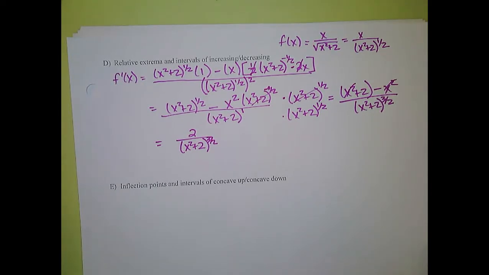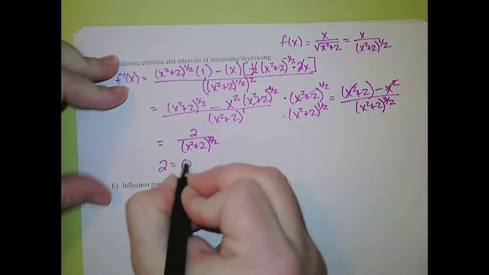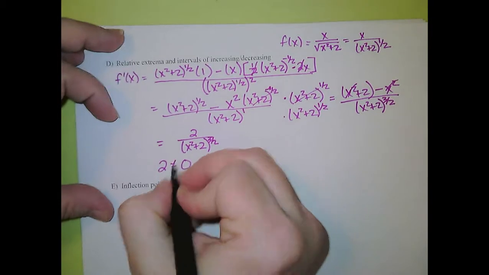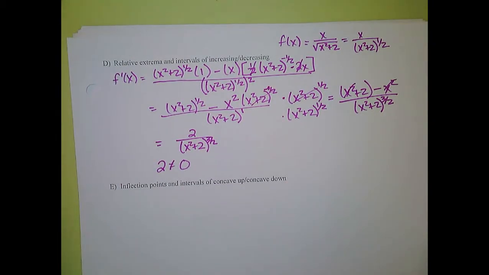To find the critical numbers, I need to know where this is equal to 0 and where this does not exist. Well, again, we've got a fraction. The only way that this could be equal to 0 is if the numerator is equal to 0. Well, that's not even possible. So there are no critical numbers. There's no place where the derivative would be equal to 0.